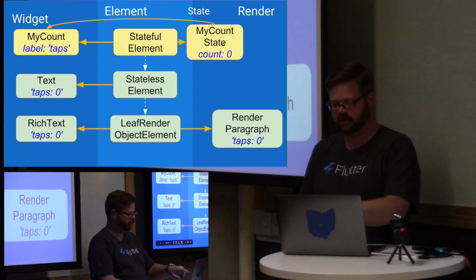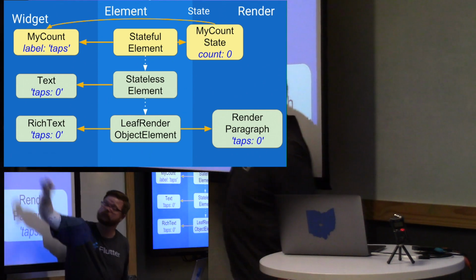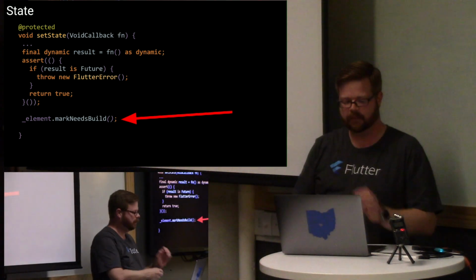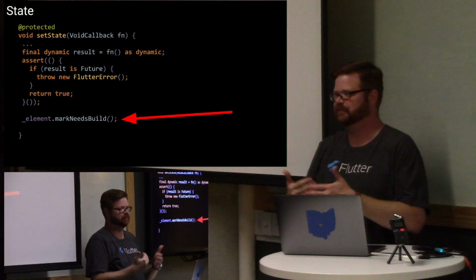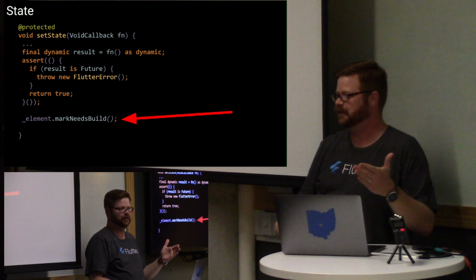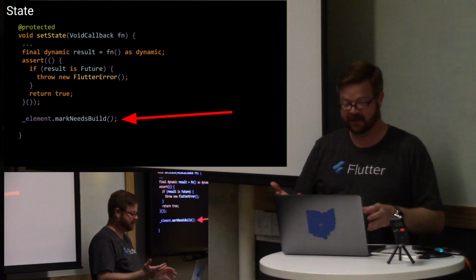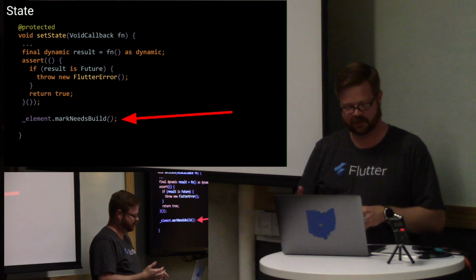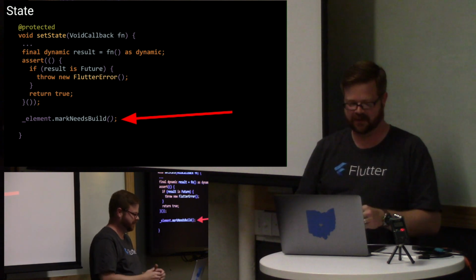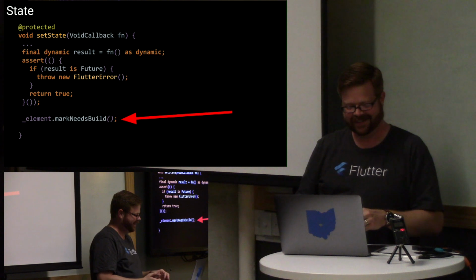So I'd like to increase this count in my state object to 1. And so I'm calling set state, and there's a bunch of mostly asserts in set state to make sure that you're doing it all right, which is one of the nice things about Flutter. Most of the common things that you could screw up, they generally have a nice error message for. I think I've seen all of them at this point.